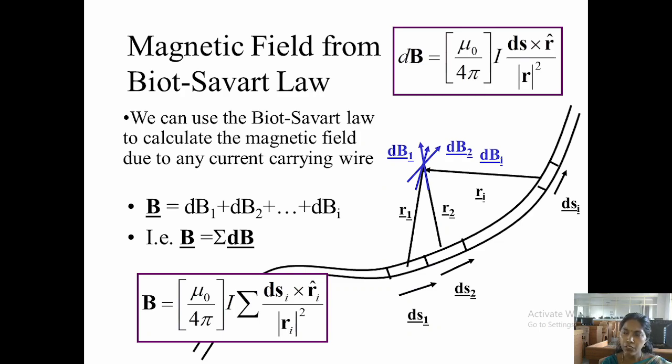That formula is derived for a particular section, but in the case of a continuous wire we will have dB1, dB2, etc. up to dBi. How many sections we have considered? The total magnetic field B is a summation of dB1 plus dB2 plus dBi, etc. So we calculate the magnetic field B equal to mu naught by 4 pi I, where I is the current flowing in the conductor, times the summation of dsi cross ri cap divided by ri square.